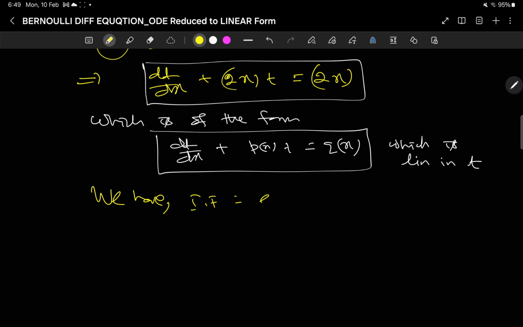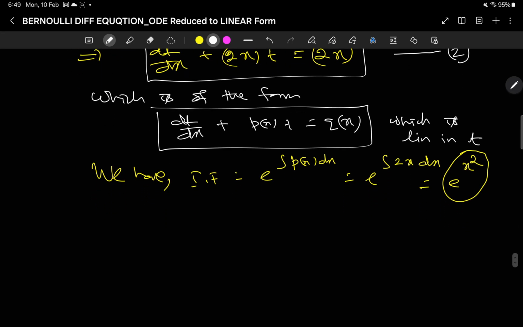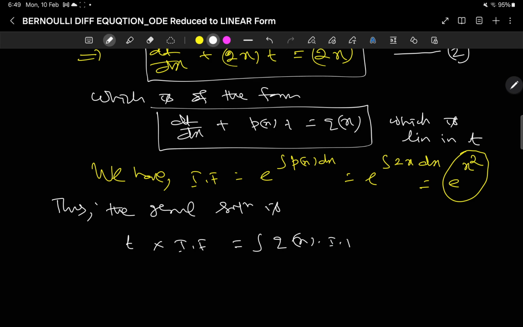The integrating factor is e to the power integral p(x) dx, which is e to the power integral 2x dx, which is e to the power x square. So this is my integrating factor. Now I multiply the integrating factor. Now the general solution is t into integrating factor is integral q(x) into integrating factor dx plus some c1.